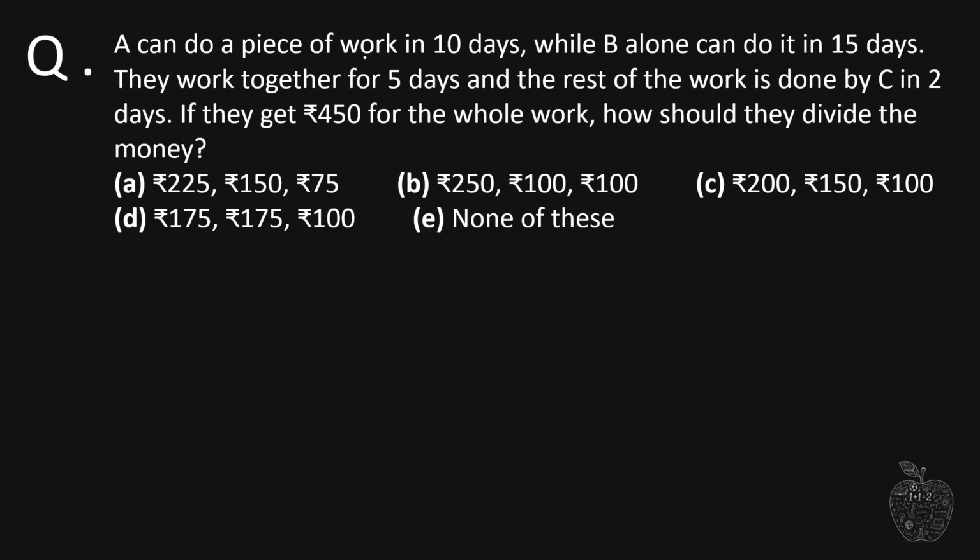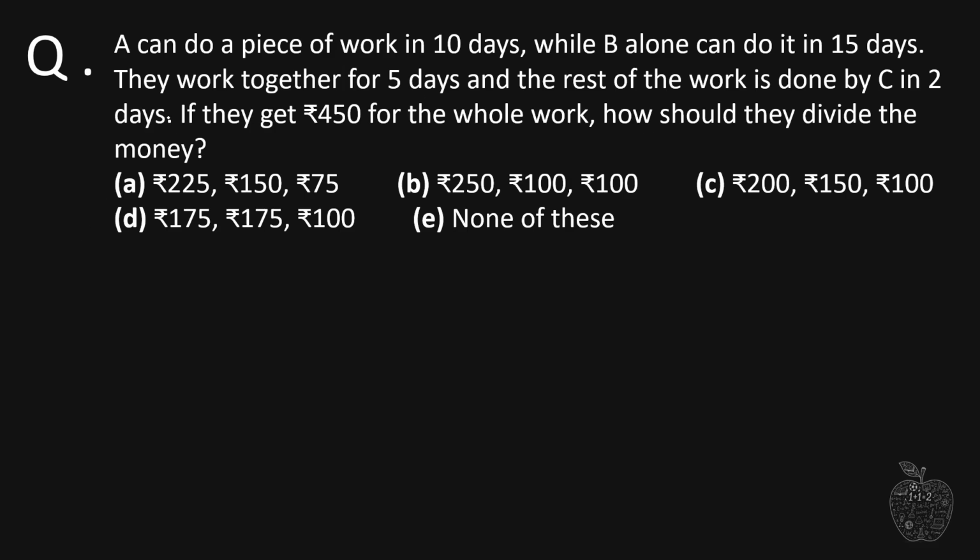A can do a piece of work in 10 days while B alone can do it in 15 days. They work together for 5 days and the rest of the work is done by C in 2 days. If they get 450 for the whole work, how should they divide the money?